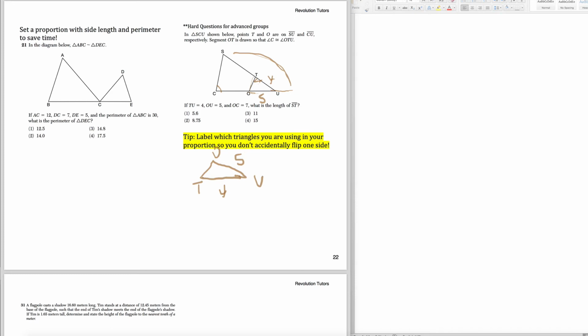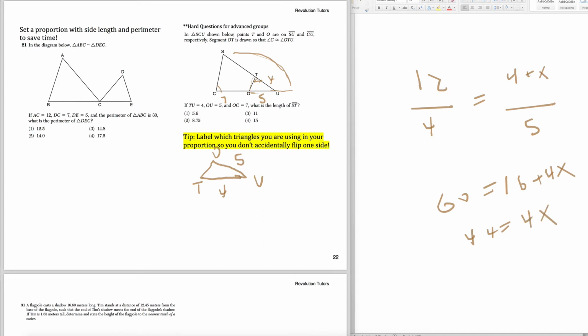So now, what do we even have on this big triangle? Where did they give me 12? CO is 7, and OU is 5. So now you would say 12 is to 4, or something like that. 12 is to 4 as 4 plus x is to 5. And then it's 60 equals 16 plus 4x. Minus 16, 44 equals 4x. Divided by 4, x equals 11.